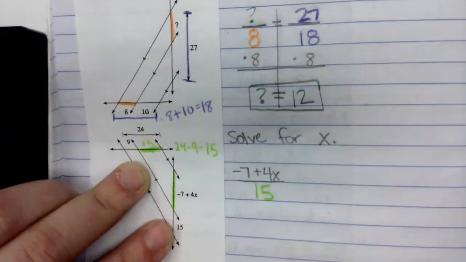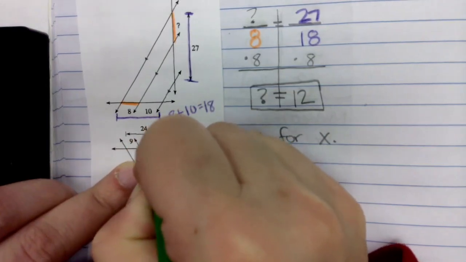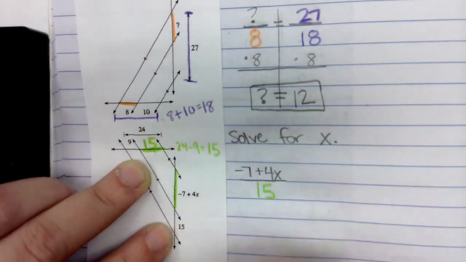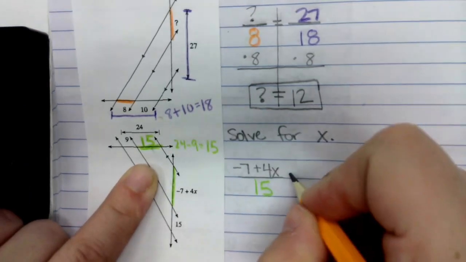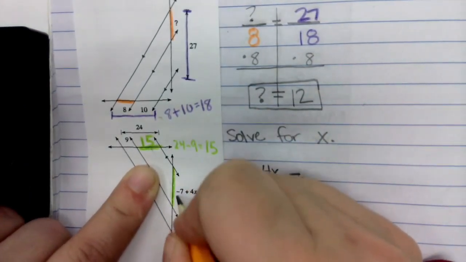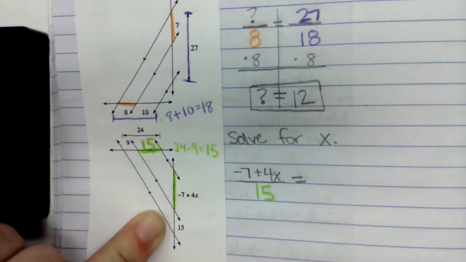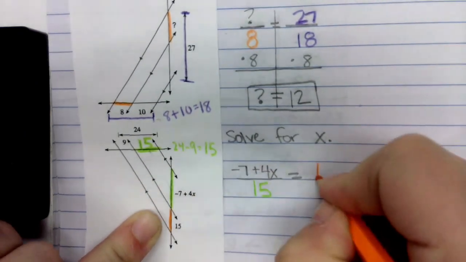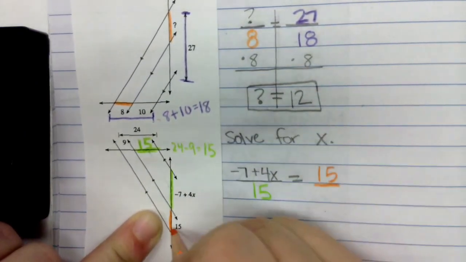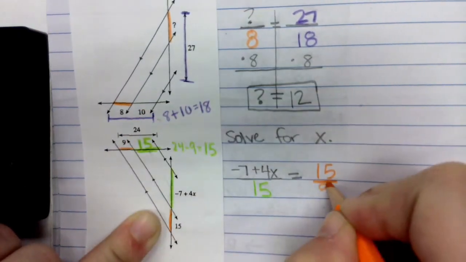Okay, because the whole length is 24. The first part is 9, so the second part has to be 15 when I subtract. So I'm missing 15 there. Okay, equals, now I have to go to the same side as that negative 7 plus 4x. And I have this 15 over, and then I'm going over across, and I see 9.